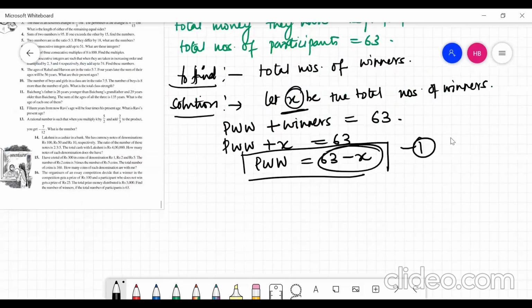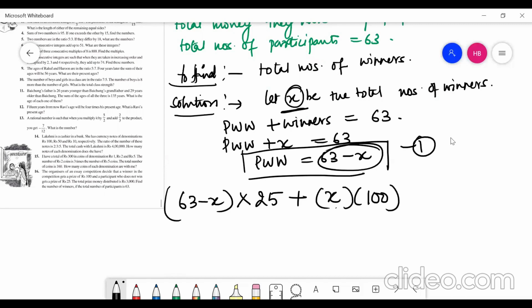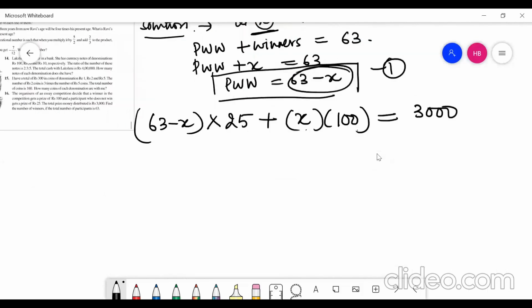Now, the other equation we can make: we know the total amount given in prizes is rupees 3000, right? Now I know 63 minus x, the participants who did not win, will get 25 rupees as their prize, so I have multiplied it with 25. Then the winners get 100 rupees as prize, so I'm multiplying x with 100, and I get 3000 as the answer. Now I have an equation with one variable, and if I solve this, I get x directly, which is the total number of winners. That's what we need to find, right?